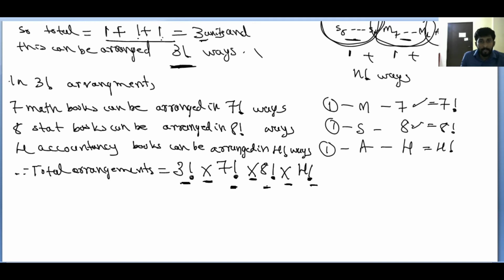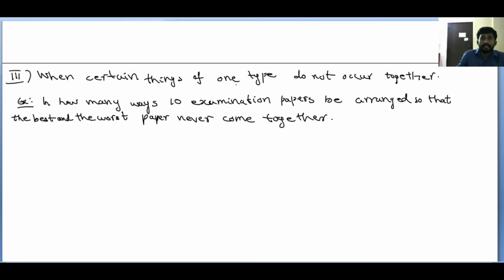So total number of arrangements equal to 3 factorial into 7 factorial into 8 factorial into 4 factorial. Clear? Next type is when certain things of one type do not occur together. In previous 2 cases, you solved problems such that certain things of one type occur together. But here, certain things of one type do not occur together.